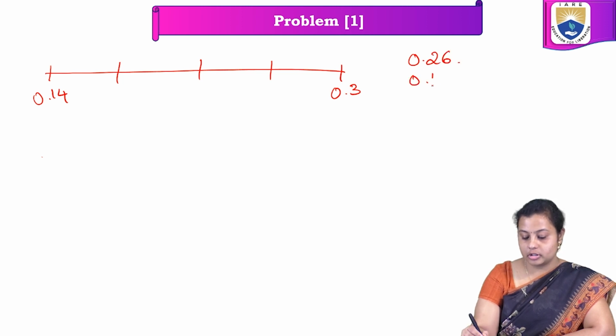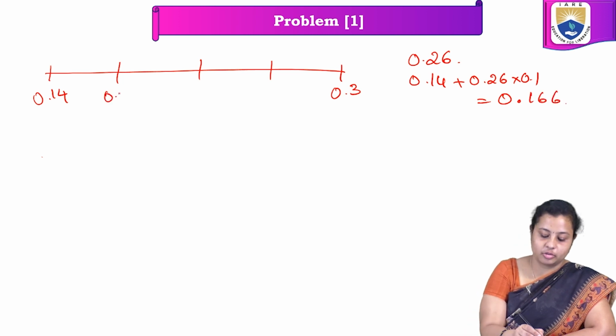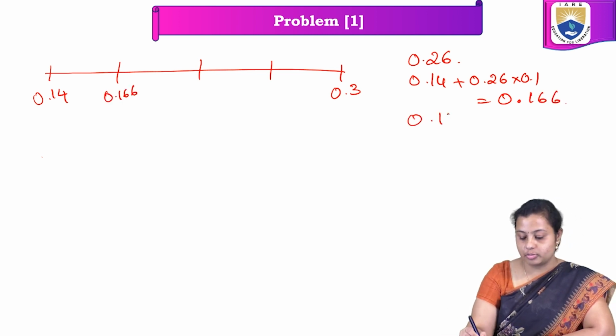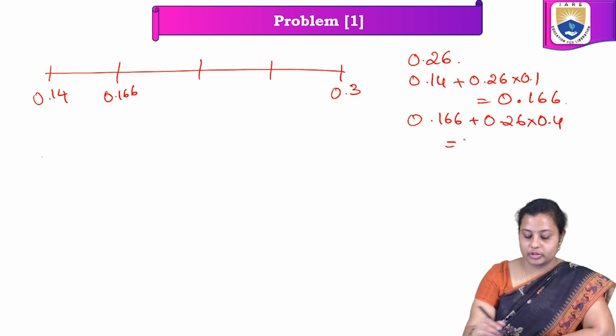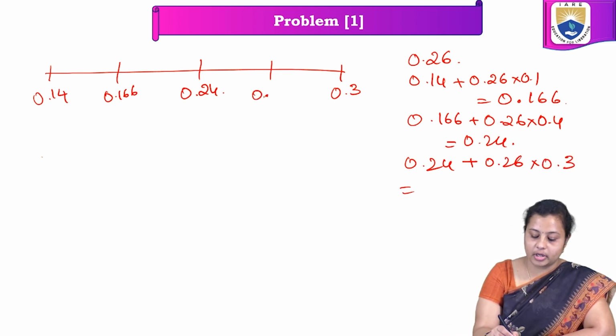So I can get this value as 0.14 plus 0.26 into 0.1, which is equal to 0.166, right? Then I have 0.166 plus 0.26 into 0.4, so what will I get? Some value, which is equal to 0.24, right? Next, I have the value 0.24 plus 0.26 into 0.3, so suppose I get this value to be 0.28.